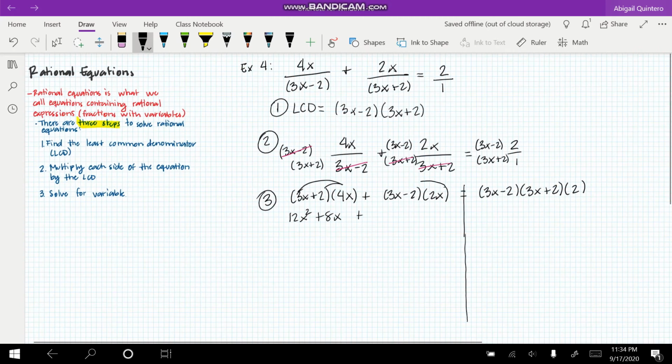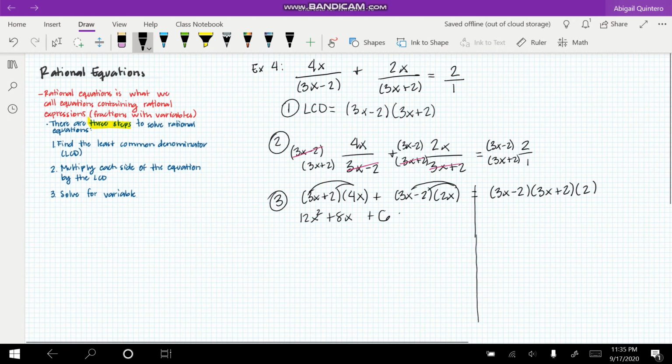Plus, and then same thing here. So 2x times 3x will be 6x to the second power. And then negative 2 times 2x is going to be minus 4x. Equals, and then let's go ahead and distribute this. So 3x will multiply those two, and then negative 2 will multiply these two.